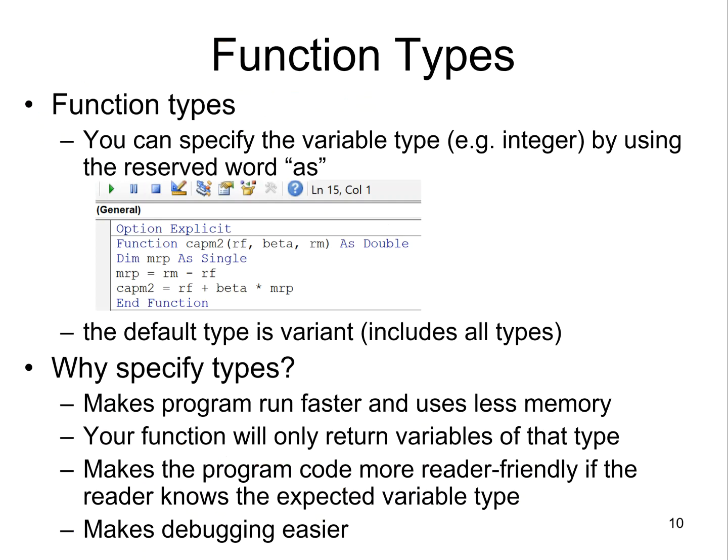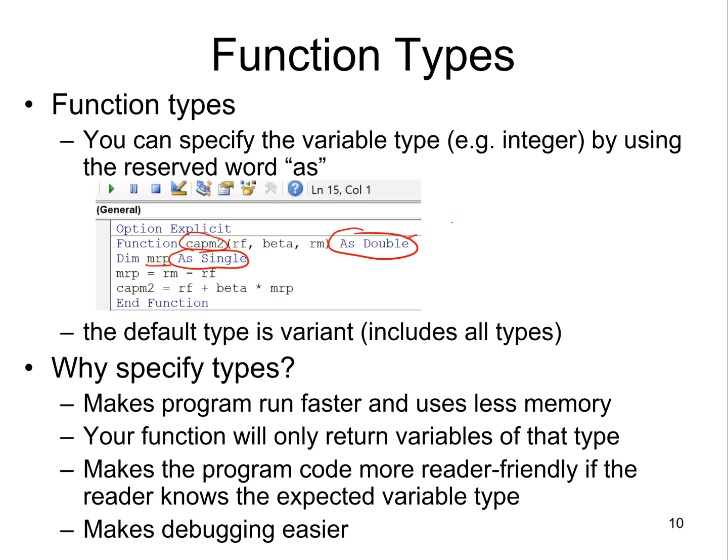Let's also talk about function types. Function types are another optional statement you could put in VBA. It does not need it. So when I define my function capm, I could say As Double. And then when I define my variable MRP, I could say As Single. Notice As Double, As Single, both are blue words. That means they're reserved special words for the VBA program.